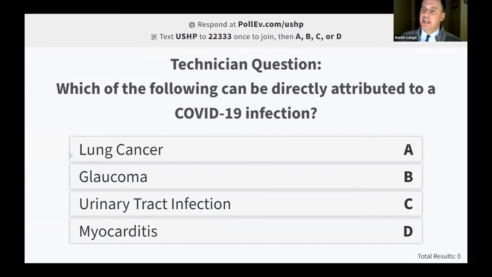For technicians, we have one second question here, which is: which of the following can be directly attributed to a COVID-19 infection? Lung cancer, glaucoma, urinary tract infection, or myocarditis?